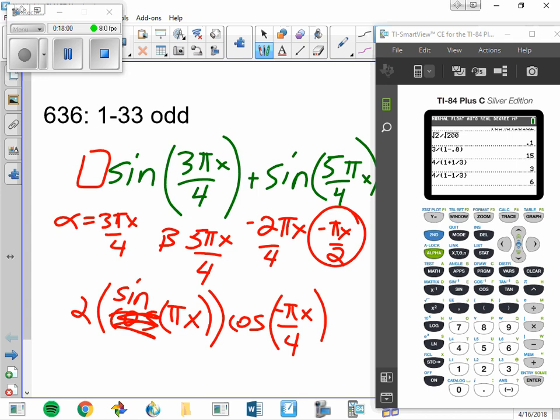Corbin, question? Okay. All right. And then the next set, you have to do 29, 31, and 33. It's just simplifying. So look at number 30.